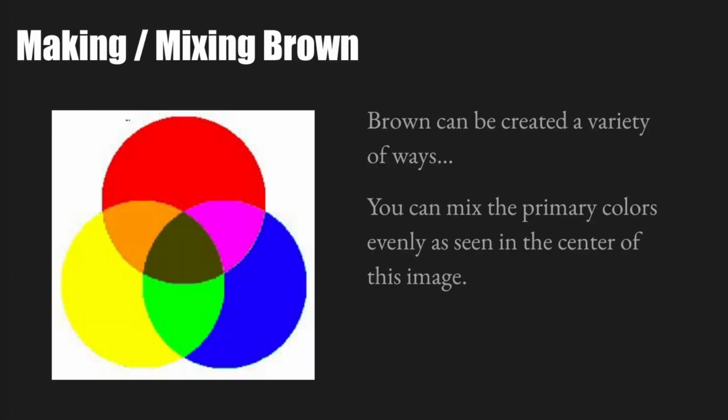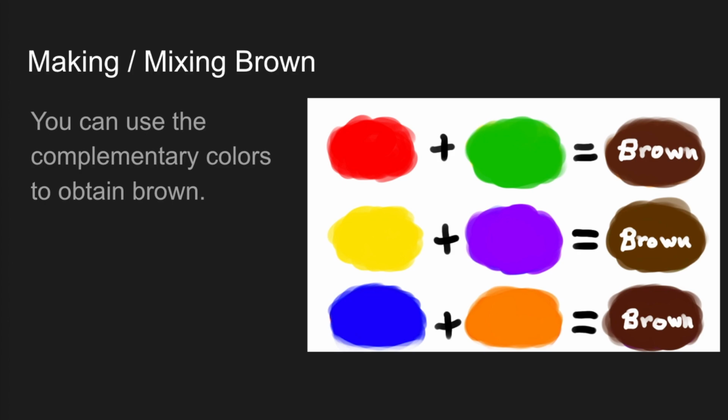They are sometimes also called earth tones as well. So making and mixing brown. Brown can be created a variety of different ways. You can mix the primary colors together equally, as you can see in the center of this image, or you can use the complementary colors to obtain brown.